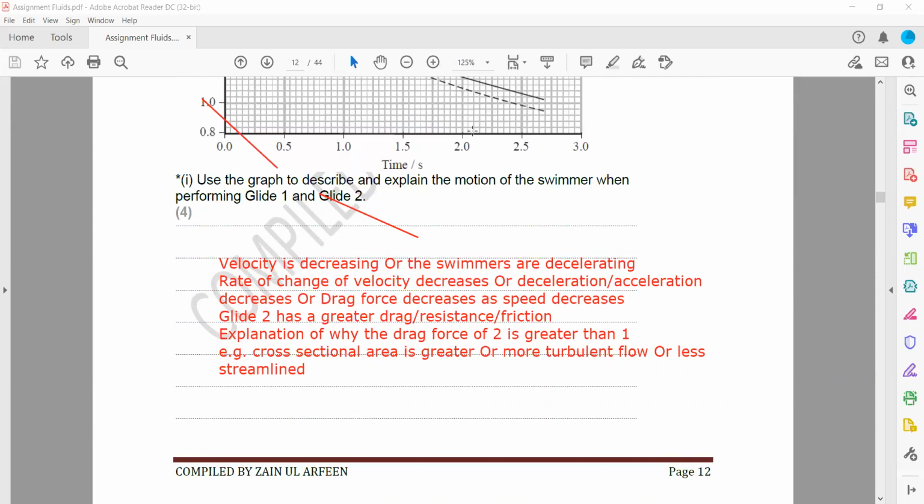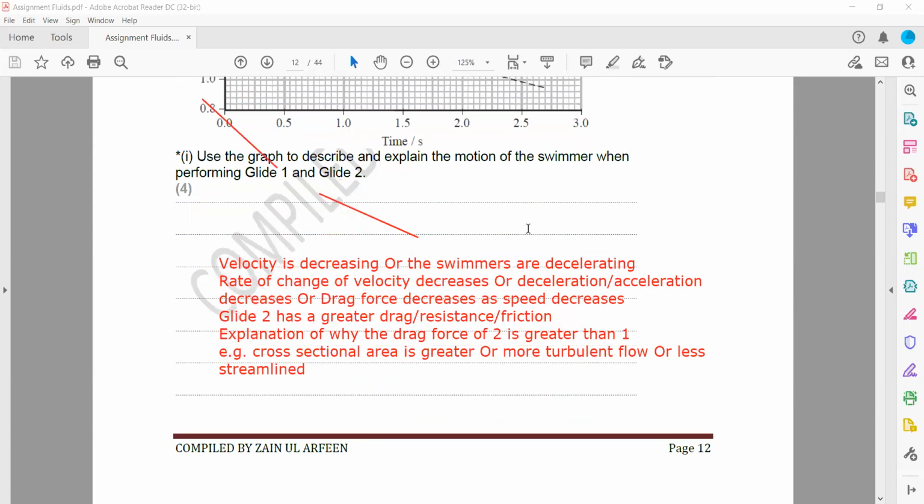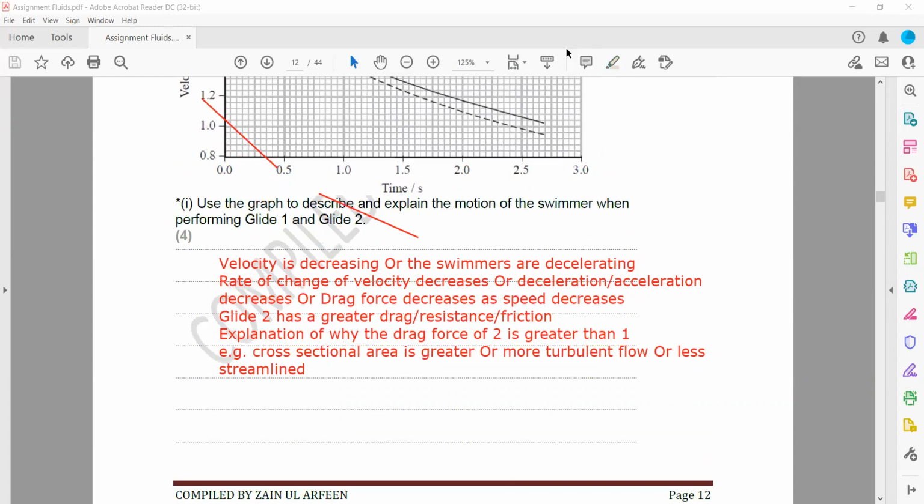The drag force is also decreasing as the speed decreases, but glide 2 has a greater drag compared to glide 1 because he has a large area or more turbulent flow. So the force which is opposing his motion is much higher.